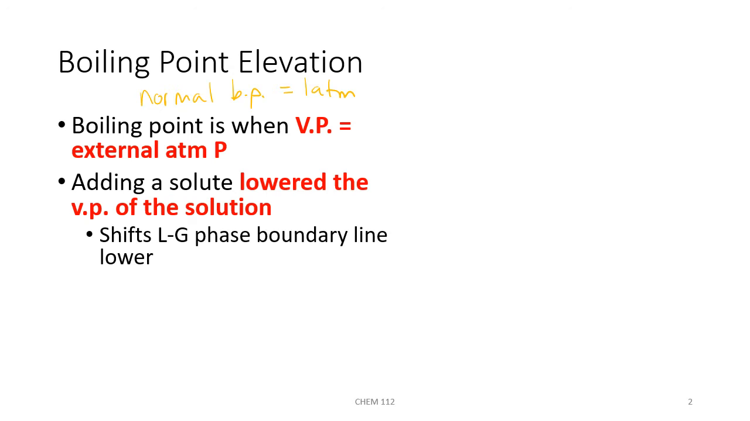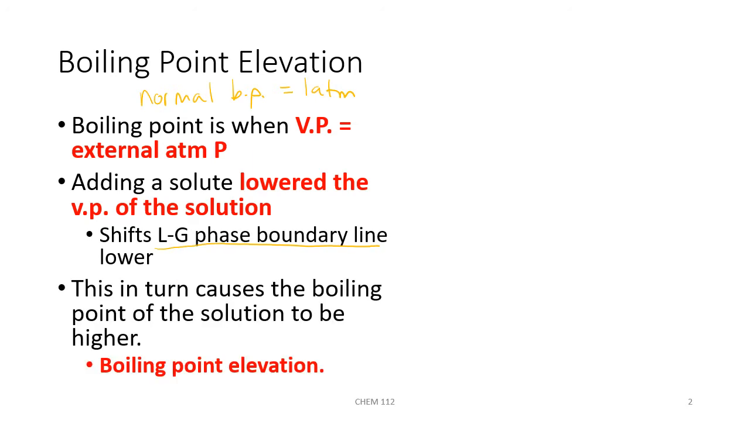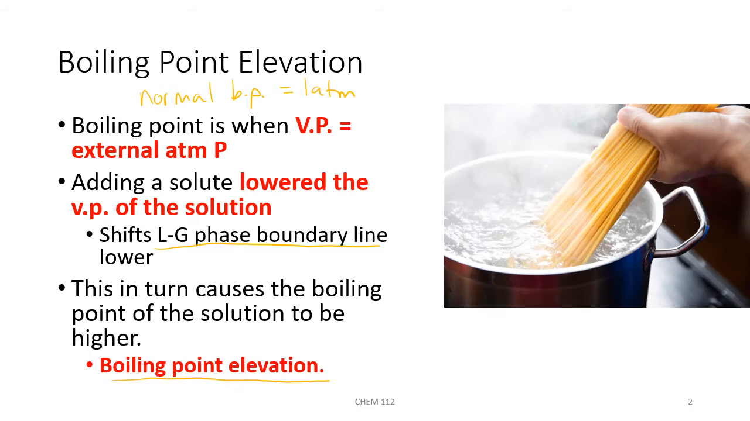We learned that when we add a solute to a solvent, we lower that vapor pressure, and we saw on the previous slide that that shifted that liquid-gas phase boundary line down lower. That is what caused our boiling point to be higher, or we saw the boiling point was elevated for our solution. This is what we do when we add salt to water before we make pasta. We're trying to increase the temperature that the water will boil at, and therefore it will boil at a higher temperature and the pasta will be able to cook faster.